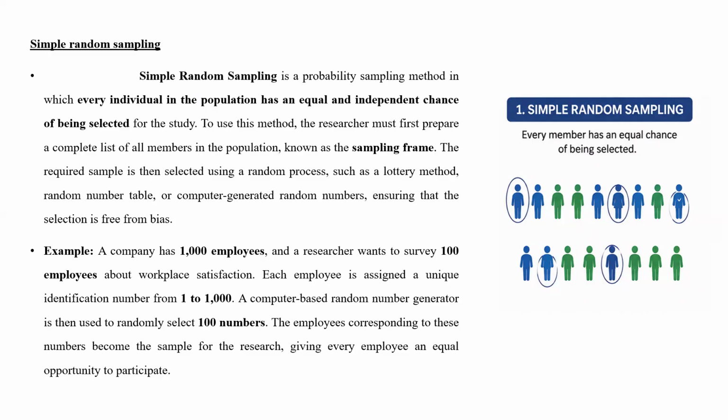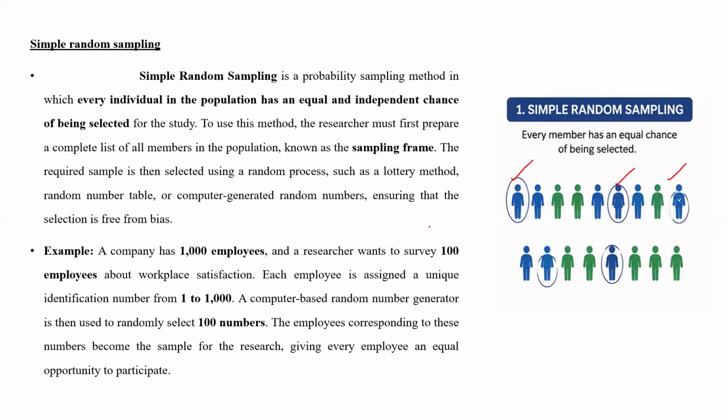To use this method, the researchers first prepare the complete list of members in the population, known as the sampling frame. The required sample is then selected in a random process, not in a sequential process. Random means any person, such as by a lottery method, random number tables, or computer-generated random numbers. For example, you can see in the diagram itself, they are selecting this first person and the next person, and the next person. It's a random selection.